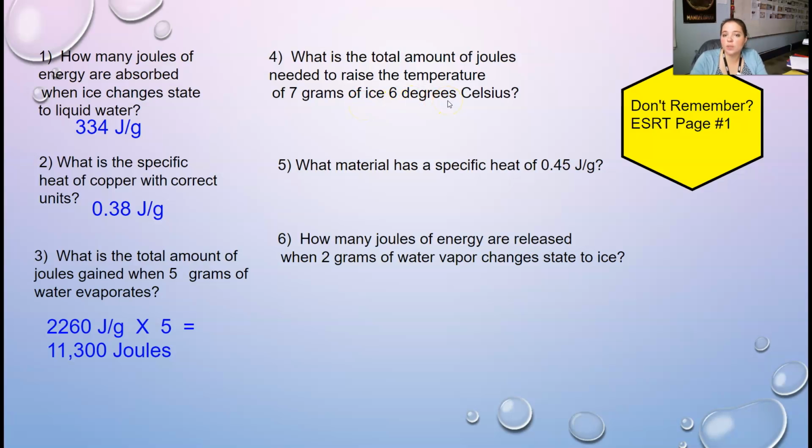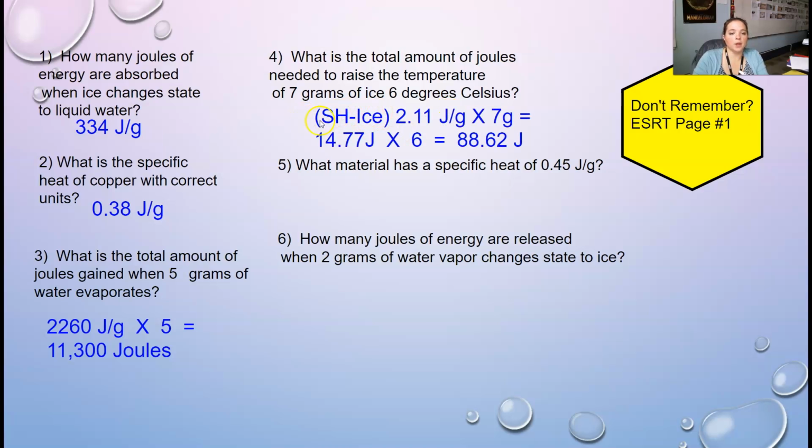What is the total amount of joules needed to raise the temperature of 7 grams of ice 6 degrees? So this is a little bit more difficult. What am I going to do? Well, I know the specific heat of ice right here is 2.11 joules per gram Celsius. I'm going to times that by 7 because I'm going up 7 grams. And that gives me 14.77 joules over degrees Celsius. And then I'm going to times that by 6 degrees Celsius, which will give me 88.62 joules.